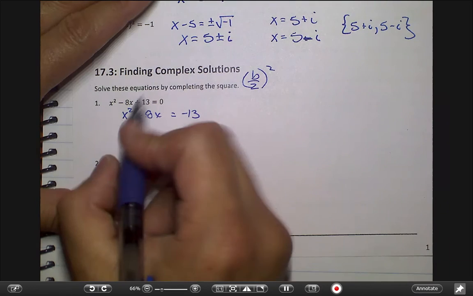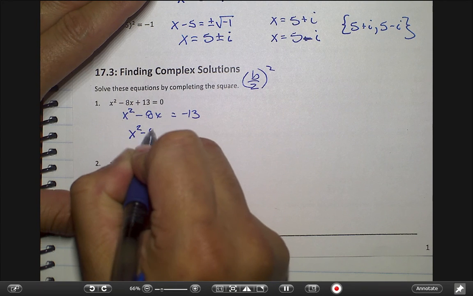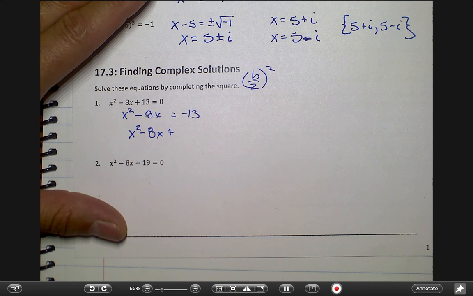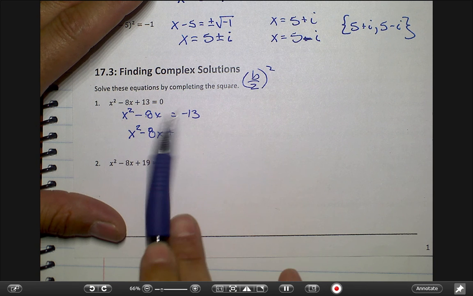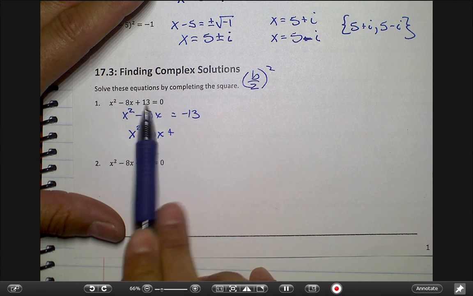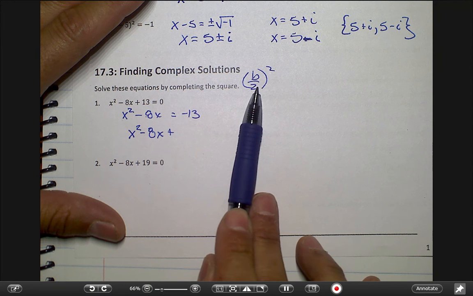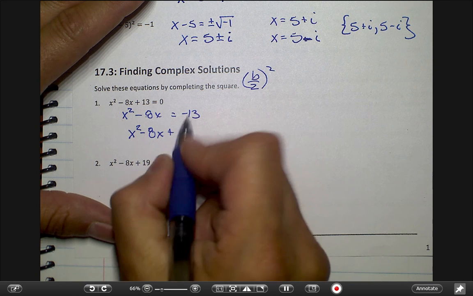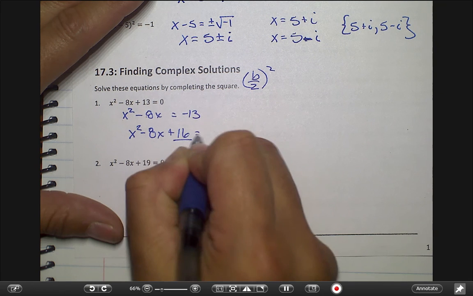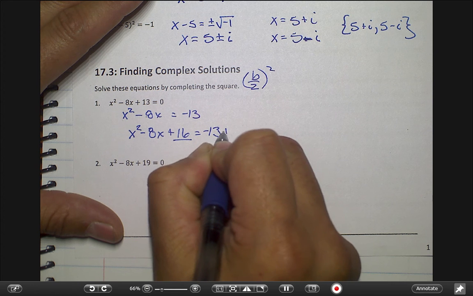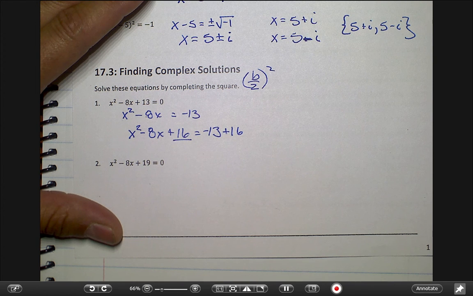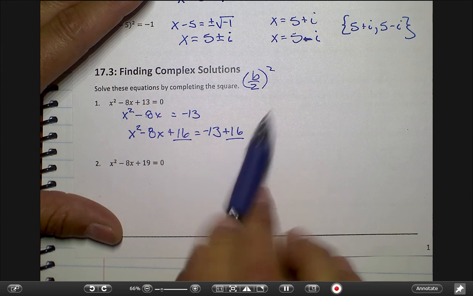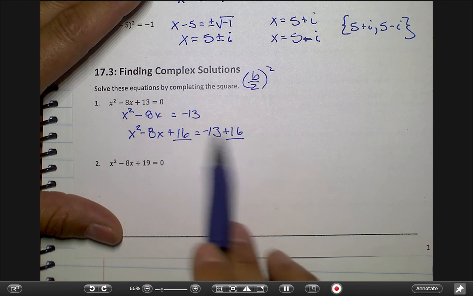So for this, it's going to be x squared minus 8x plus. Now, b is negative 8, isn't it? So negative 8 divided by 2. 4. Okay, so it's negative 4. Negative 4 squared: 16. Positive 16. So it's plus 16 here, equals negative 13 and plus 16 here. So I'm adding 16, my key ingredient here, to both of these sides.